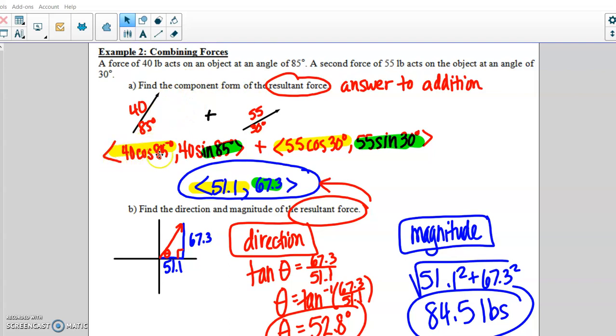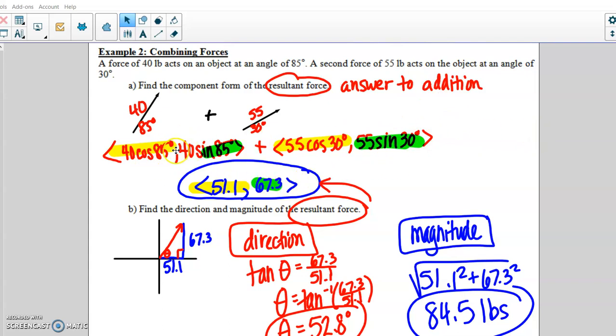So remember, to get the horizontal component, we do the magnitude times cosine times the angle. And then to get our vertical component, we do our magnitude times sine times our angle, which was 85 degrees. Now, since we have another force acting upon this object, we're going to add it to it. So again, to get our horizontal component, we do our magnitude, which is 55, times cosine times your angle, which is 30. To get your vertical component, you're going to do 55, which is the magnitude, times sine times our angle, which is 30. And again, if there was a third force, you would just add that here.